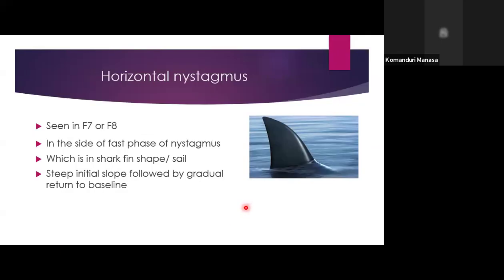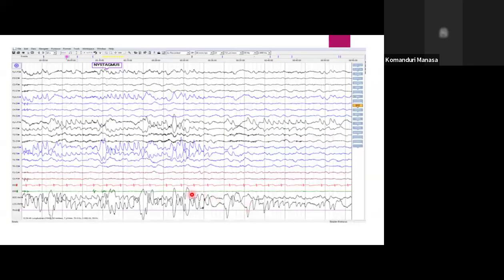There is horizontal nystagmus, that is a fast movement. These are also seen in F7 or F8, on the side of the fast phase of nystagmus. They are in the shape of a shark fin or a sail shape, as we call it. There is a steep initial upslope because of the sudden movement of the eye, and a gradual return to the baseline because of the opposite. So these are the shark fin-like artifacts seen in F7 and F8. These are the nystagmoid artifacts.